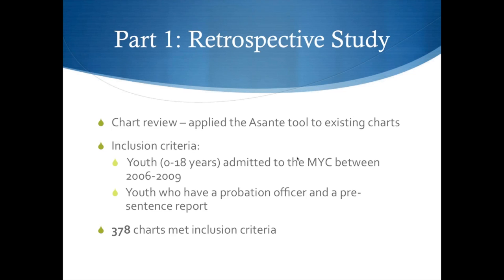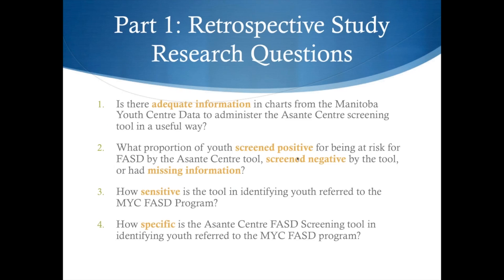378 charts met our inclusion criteria. So our specific research questions were, we first wanted to find out if there was indeed adequate information in the charts to fill out the Asante screening tool in a meaningful and useful way. And so we conducted a pilot run of 30 charts with the tool, and we did find that there was enough information most of the time to fill out the tool, so we carried on with the study.